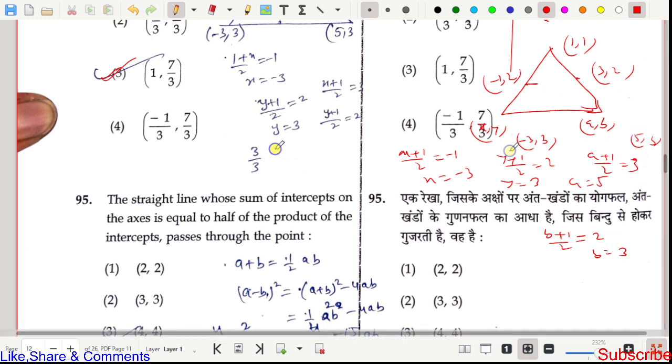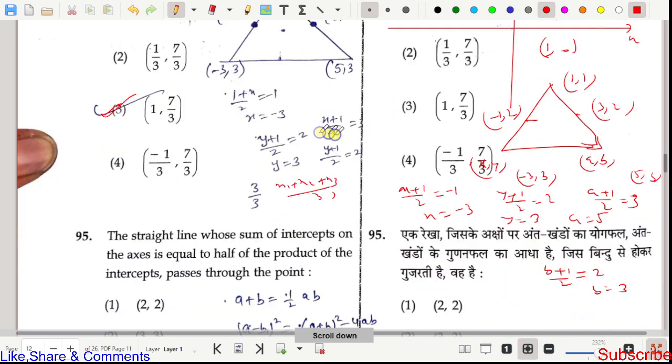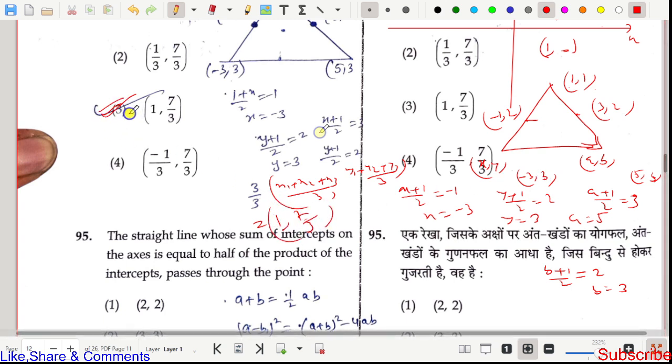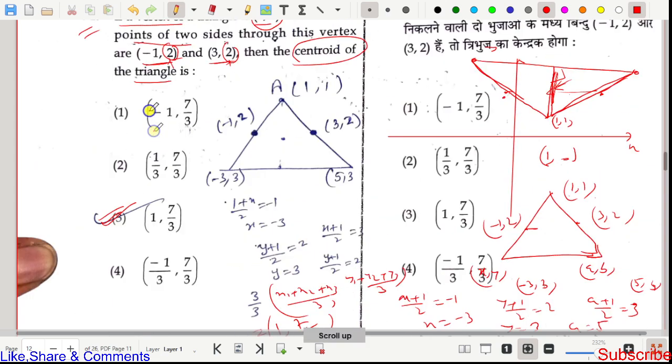We know how to find the centroid: (x1+x2+x3)/3 and (y1+y2+y3)/3. Just substitute the values. For x: 1 plus 5 is 6, minus 3 is 3, so 3/3 is 1. For y: 3 plus 1 is 4, plus 3 is 7, so 7/3. Clear? Similarly we are getting this result. I hope you have understood.